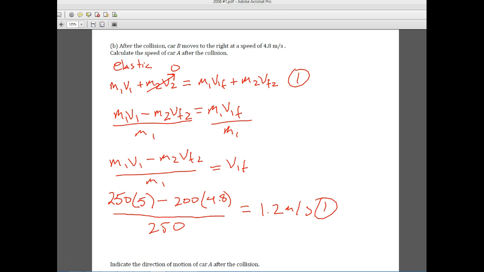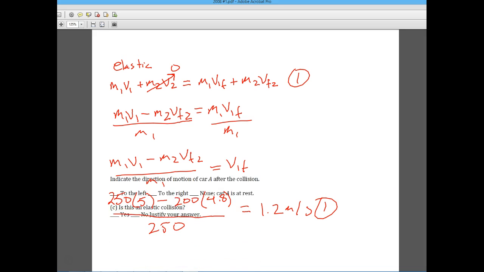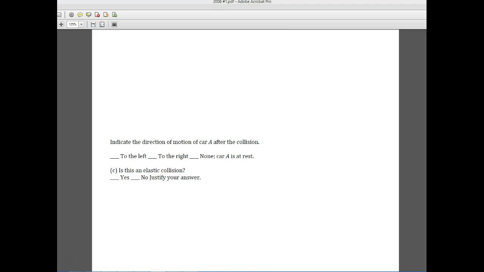For the next part of the problem, it says indicate the direction of motion of car A after the collision. So here, remember that we said our final velocity of the first car was equal to positive 1.2 meters per second. And because of that, we know that this car has got to be going to the right. It's got to be going to the right. And you actually get 1 point for just checking that one thing.